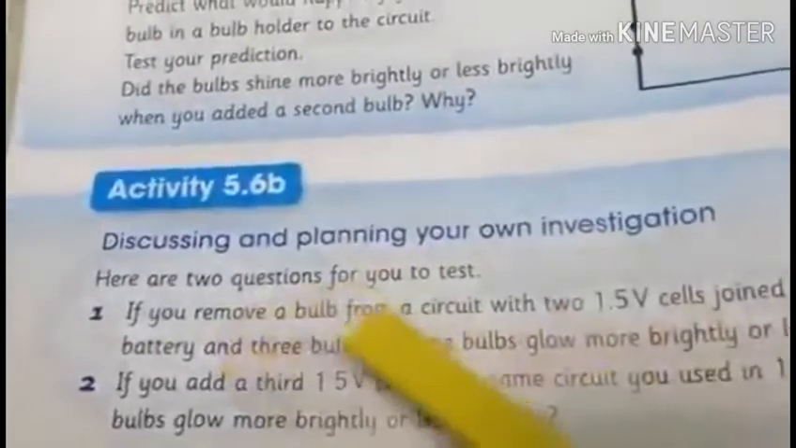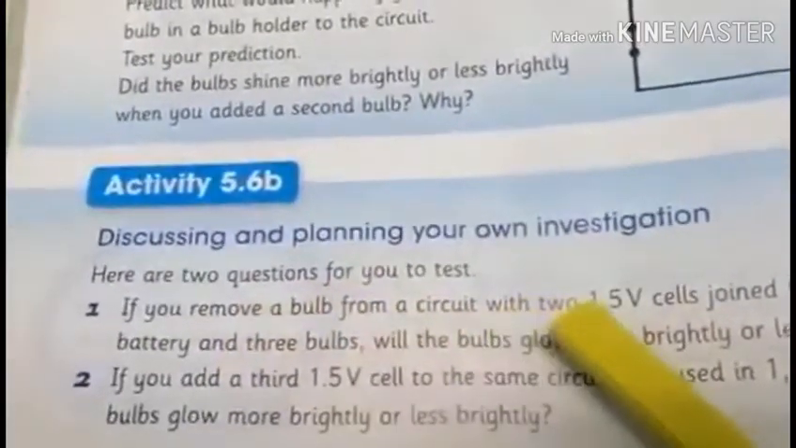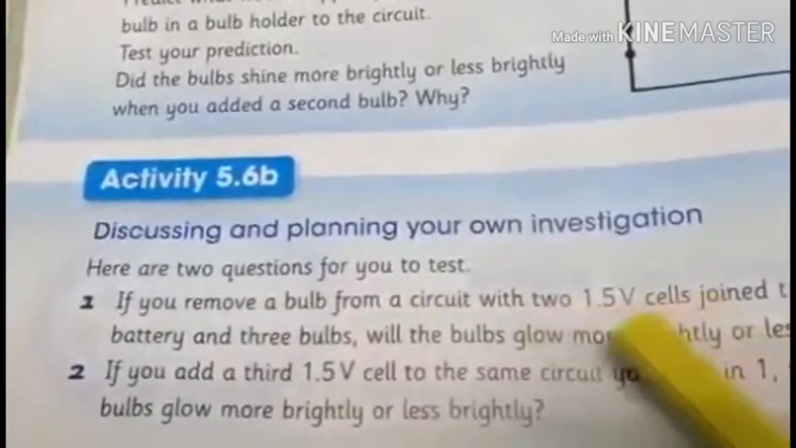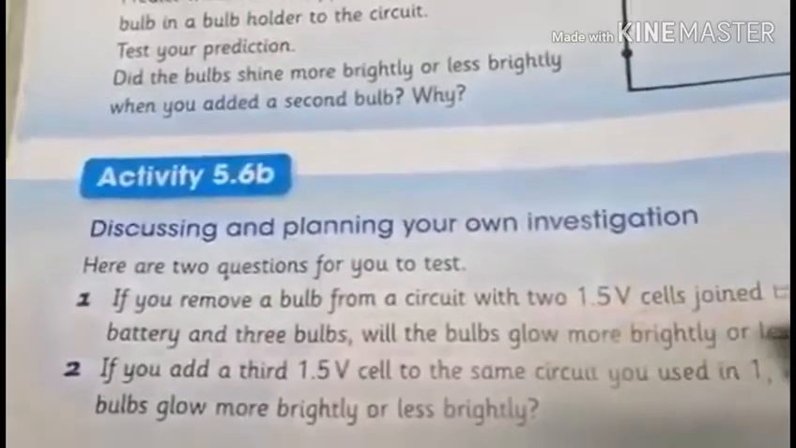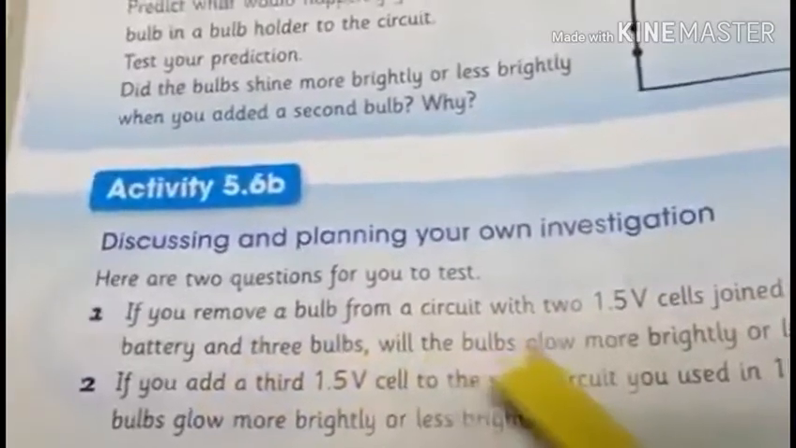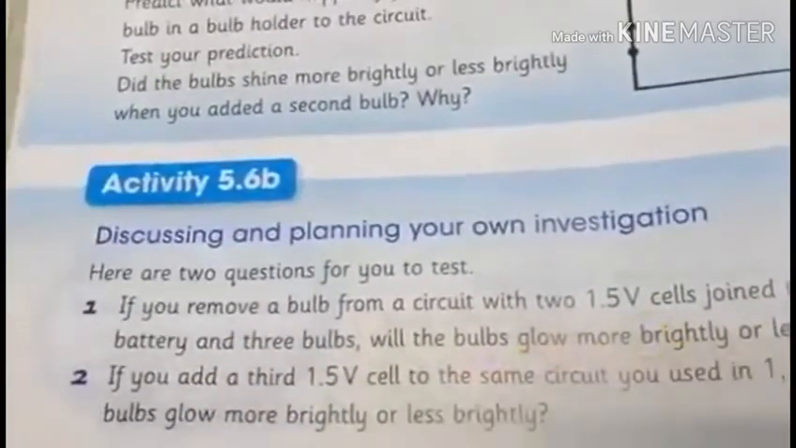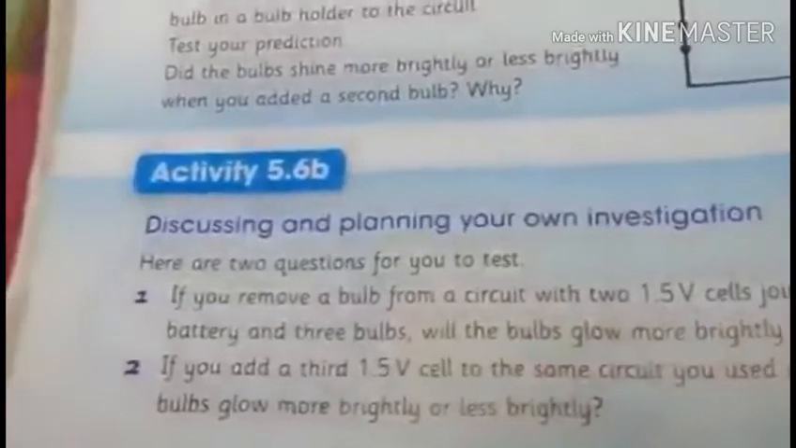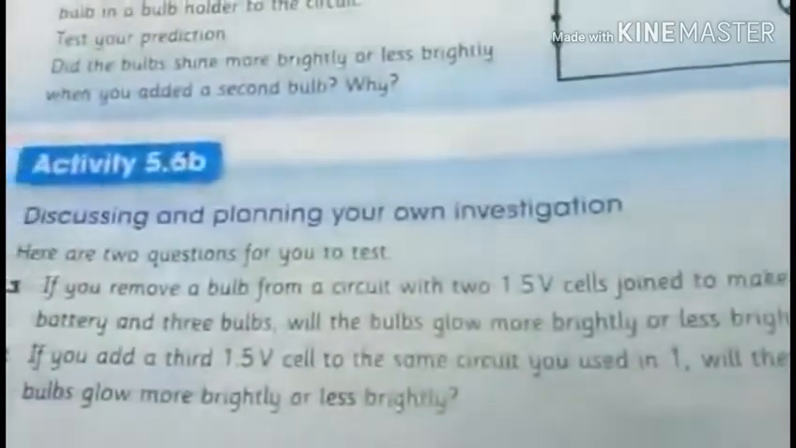If you remove a bulb from a circuit with two 1.5 volt cells joined to make a 3 volt battery and 3 bulbs, will the bulbs glow more brightly or less brightly? Okay, think about it and write down the answers.